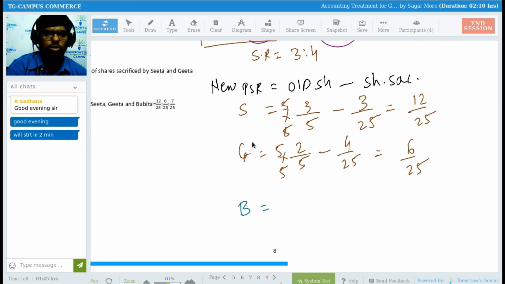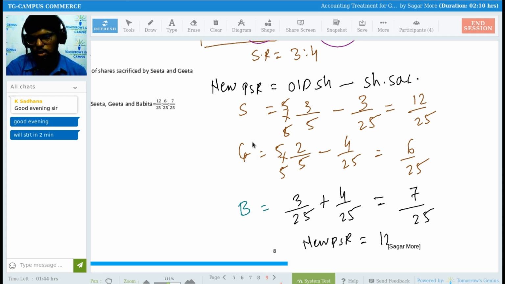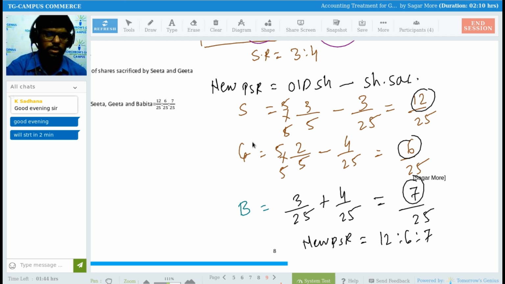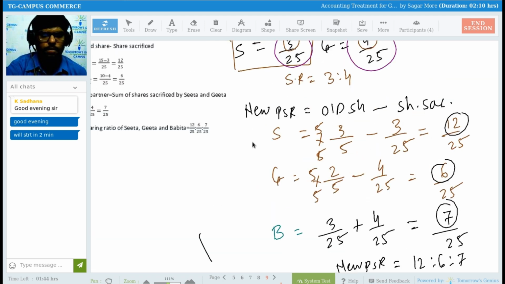So we can add that. So Babita's share is the sacrifice done by Sita, that is 3 by 25, plus the sacrifice done by Geeta, 4 by 25, which is equal to 7 by 25. And what will be the final answer of the new PSR? 12 is to 6 is to 7. So numerator, no? Yes, sir. Done? Easy? Dhanushri, Sadhna, Shivarish? Yes, sir. Okay, good.